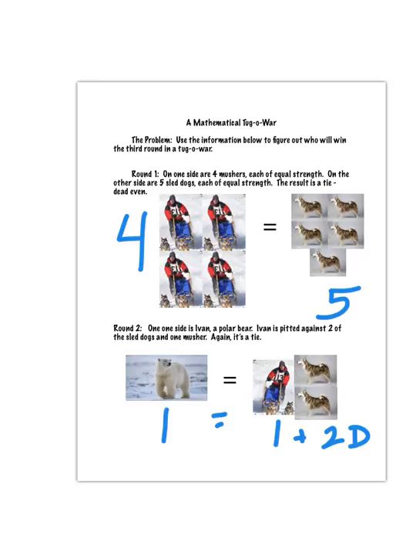So I can handwrite any additional information if I'm teaching a skill. If I want the kids to focus on particular words or ideas in the text, then I might choose my highlighter. So I might say 4 mushers, 5 sled dogs equal strength, result is a tie. I might say Ivan the polar bear, 2 sled dogs and 1 musher, it's a tie. So I can highlight the keywords.